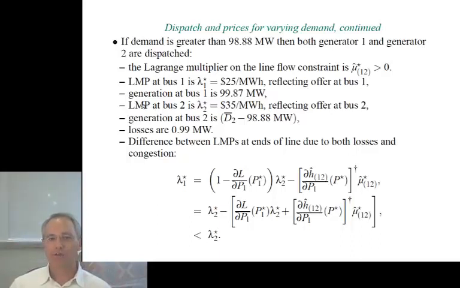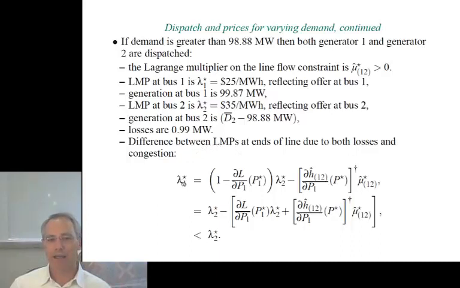Consequently, the generator at the other end would generate the difference. The generation at bus 2 would be D over line 2 minus 98.88 megawatts. And since this generator at bus 2 would now be marginal, we would find that the LMP at bus 2 would be $35 per megawatt hour. We would have a difference in LMPs at the ends of the lines that's due to both losses and congestion.